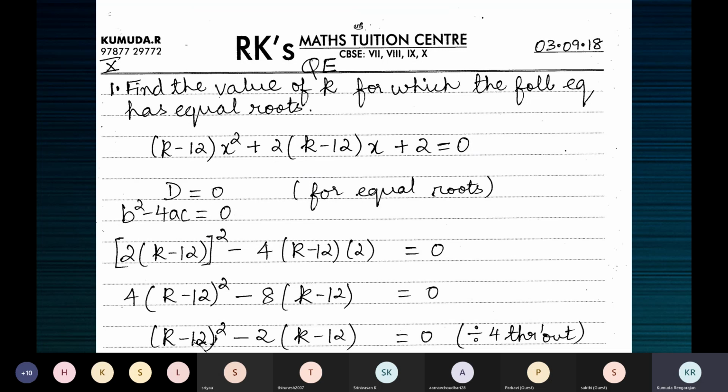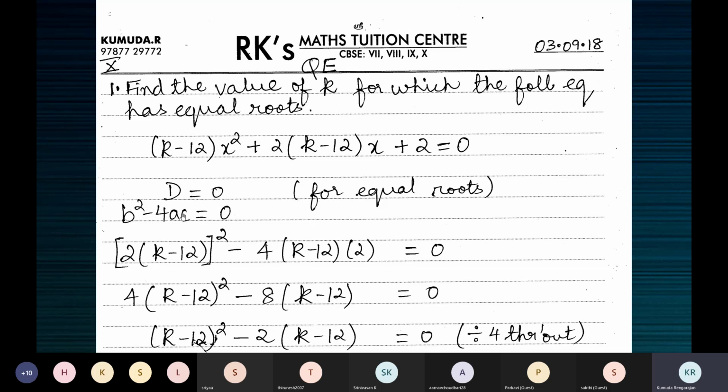So find the value of k for which the following equation has equal roots. So this is the equation given. Find the value of k if this equation has equal roots. So we are given that this equation has equal roots. You can see the x square term and its coefficient, you can see x and its coefficient, and the constant. You can see 3 terms: x square term, x term, constant. It's given that the equation has equal roots.